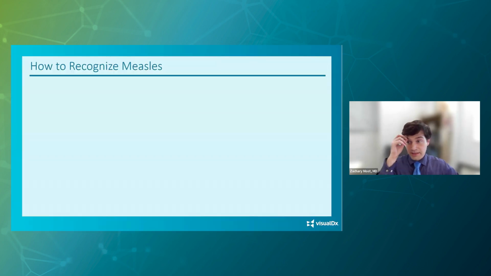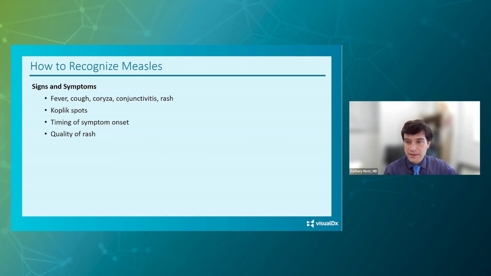The key to recognizing someone with measles is to use your normal history and physical examination skills. You want to focus on the signs and symptoms of the patient, their exposures, and their immunity. For signs and symptoms, which we're going to cover in more detail coming up, you want to ask about fever, cough, coryza, conjunctivitis, rash, and Koplik spots. You want to get a good sense of the timing of the symptom onset, because measles follows a predictable symptom timing, and the quality of the rash, whether there are vesicular lesions, whether it's raised or flat, and such.